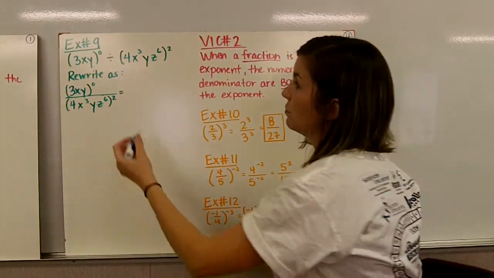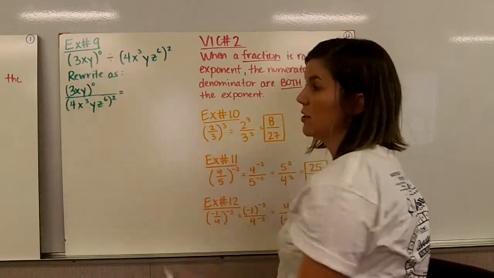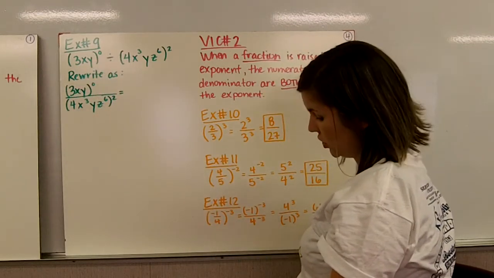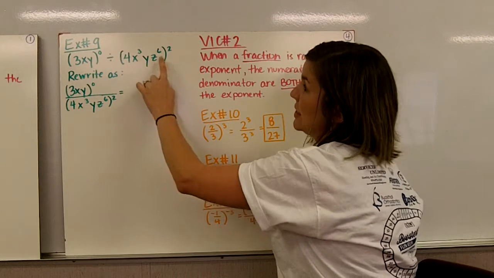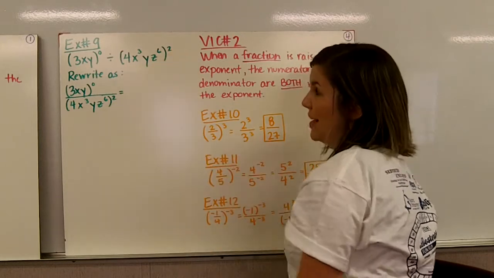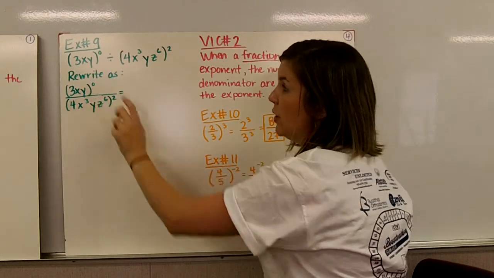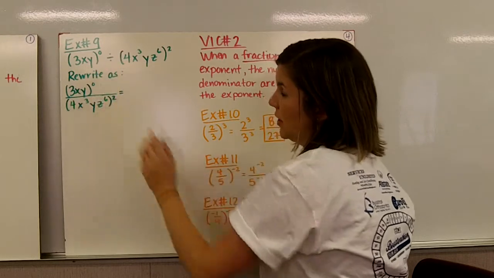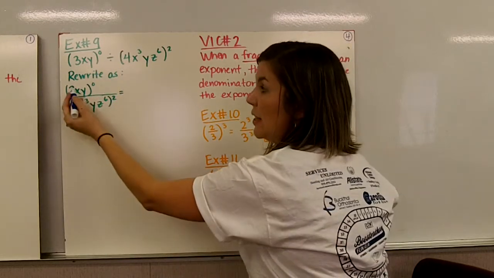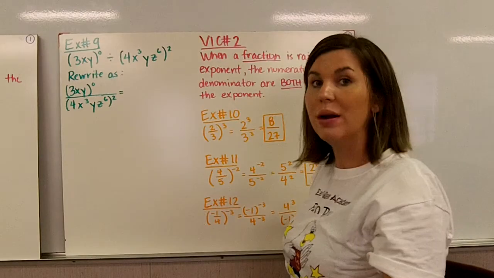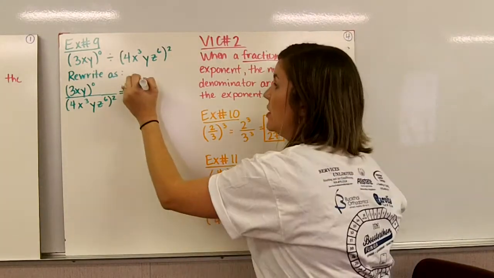Example number 9. 3xy all to the 0 power divided by 4x cubed y z to the 6th power, all of that to the 2nd power. So we can rewrite it. Remember, first goes on top, second goes on the bottom. 3xy to the 0 power. Anything to the 0 power is 1.